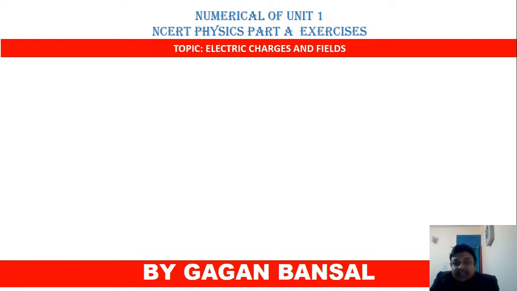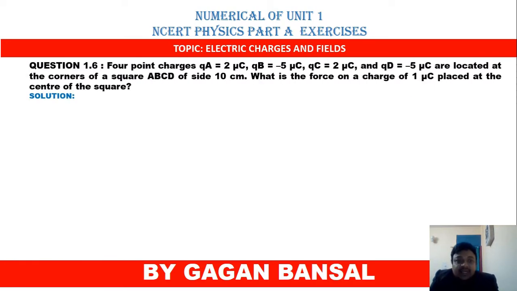The question number 1.6 of unit 1 of physics NCERT goes like this: 4 point charges QA equals 2 microcoulomb, QB equals minus 5 microcoulomb, QC equals 2 microcoulomb and QD equals minus 5 microcoulomb are located at the corners of a square ABCD of side 5 centimeter. What is the force on a charge of 1 microcoulomb placed at the center of the square?